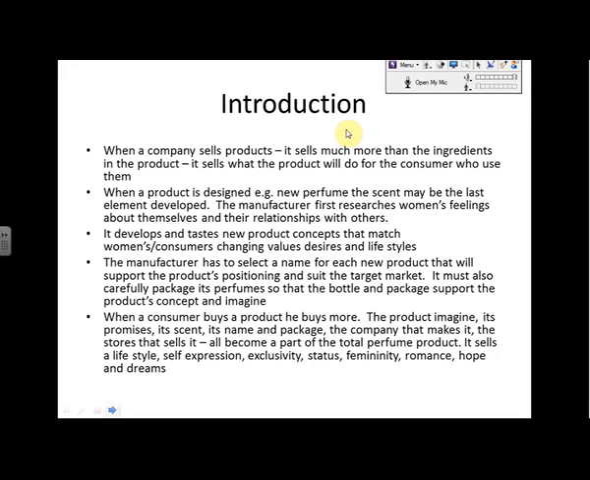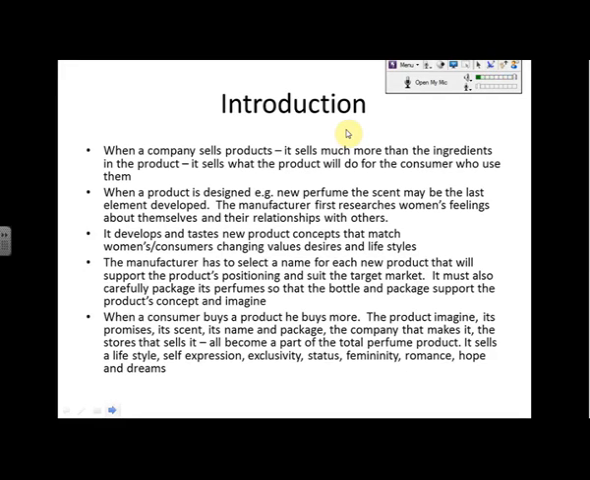It will also develop and test the new product concepts that match women's and consumers' changing values, desires and lifestyles. The manufacturer has to select a name for each product that will support the product's positioning and suit the target market. It must also carefully package its perfumes so that the bottle and package support the product's concept and image.